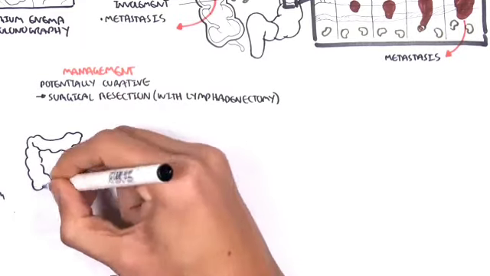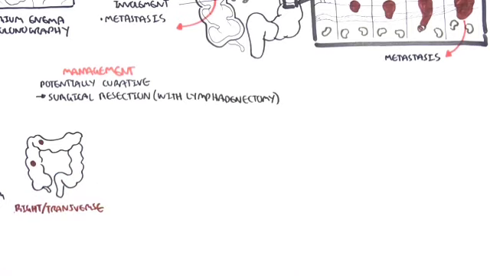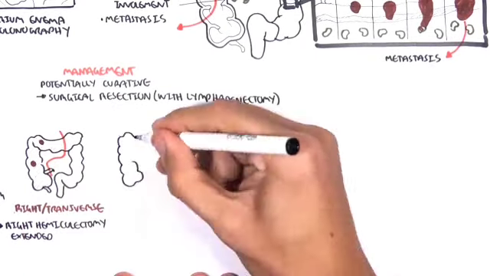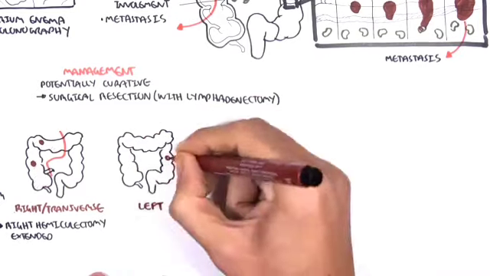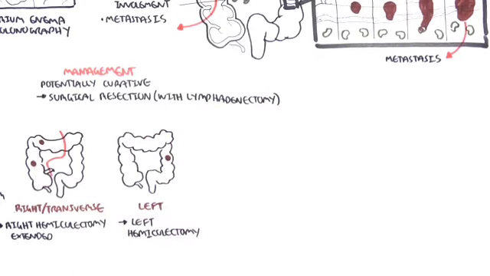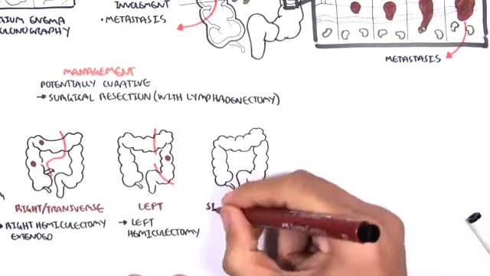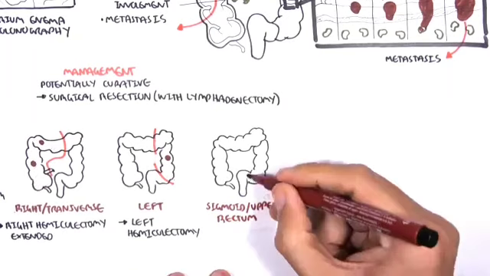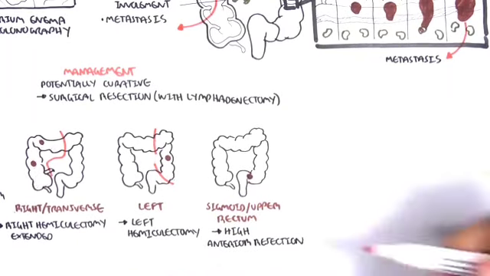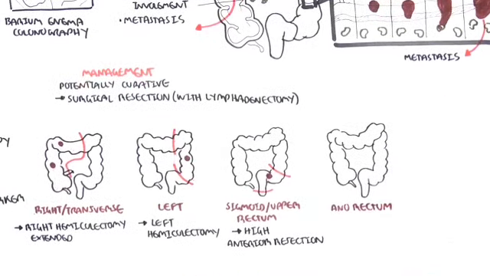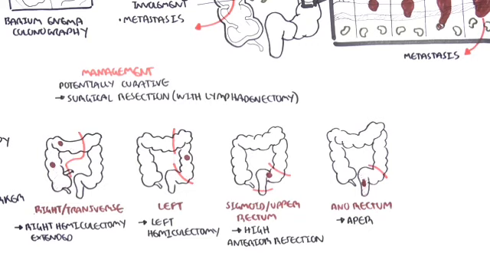Tumors that occur on the right side of the large intestine or in the right transverse area require an extended right hemicolectomy. Tumors occurring on the left side require left hemicolectomy. Tumors occurring in the sigmoid and upper rectum require a high anterior resection. Tumors in the rectum require APER, abdomino-perineal resection.